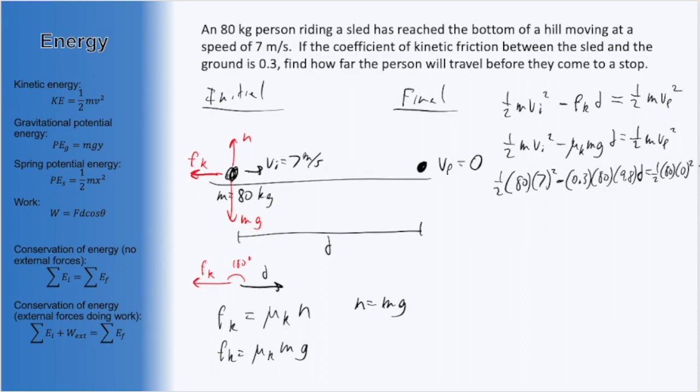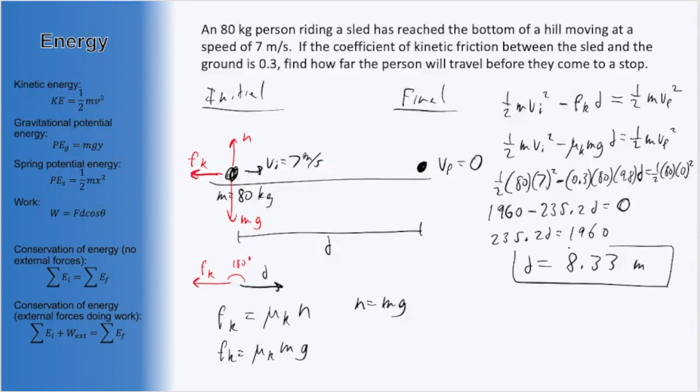Doing some of these calculations, we get 1,960 minus 235.2 times d equals 0. This tells us that 235.2d equals 1960. And divide both sides by 235.2 will give us a distance d of 8.33 meters, roughly.